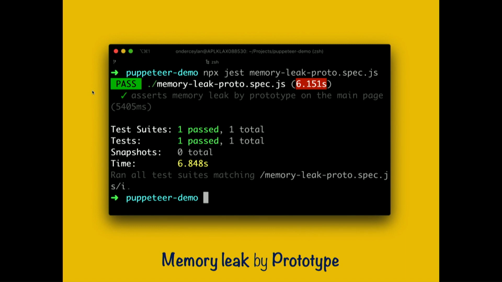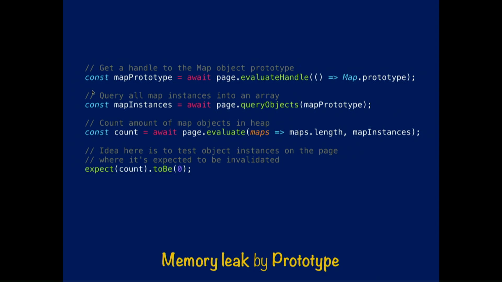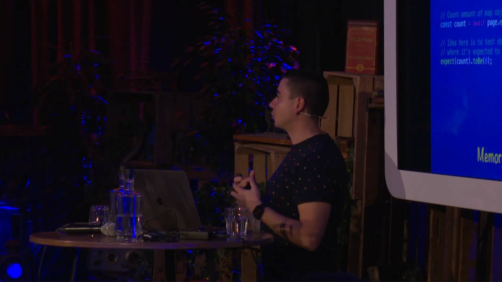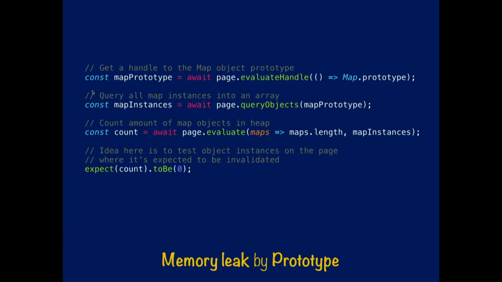Another maybe more straightforward, more valuable type of testing memory leaks is by prototype. Let's say you're creating instances of a specific object prototype in your web page, and you want to see that they are gone after all. When you're done with that action or with that part of the page, those objects should not exist in the memory. How can you test it? Over prototype.